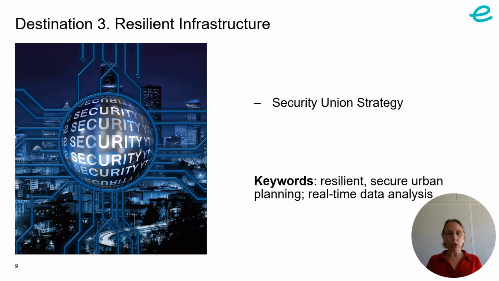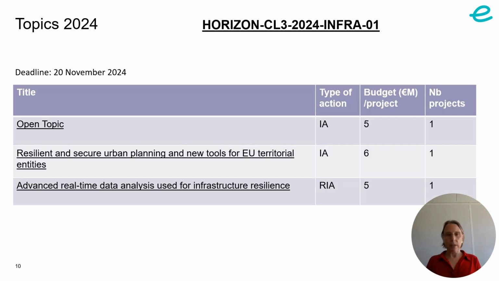Let's move to destination 3, resilient infrastructure. Again, you should address the security union strategy. And let's see the 3 topics that are open in this destination. Again, you have an open topic that should address critical infrastructure protection and something that has not been addressed before.